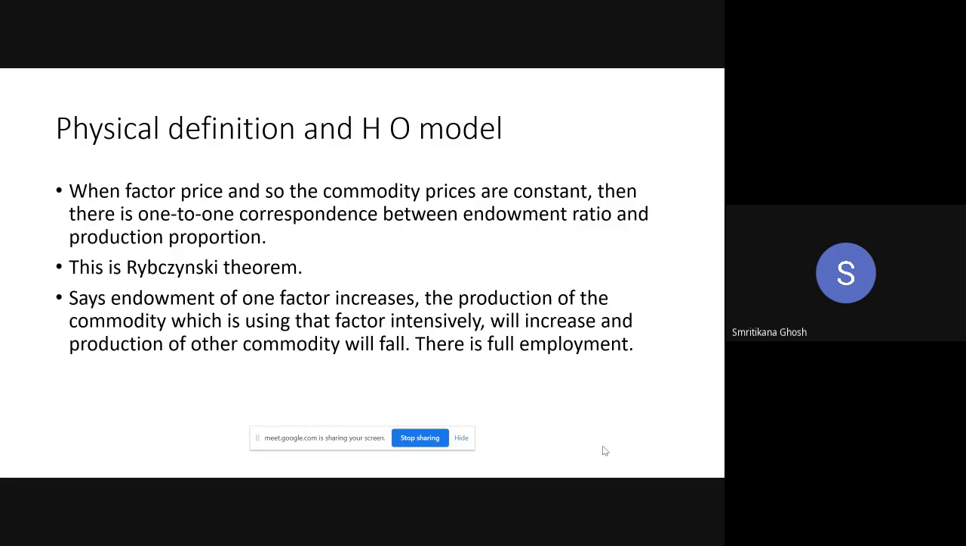Now, if a country is labor abundant, then by physical definition, L by K of that country is greater than L by K of another country because it is labor abundant. In the case of the physical definition, there is also a one-to-one correspondence between the endowment ratio and the production proportion. What is the endowment ratio? Endowment ratio means L by K, and production proportion means two commodities.